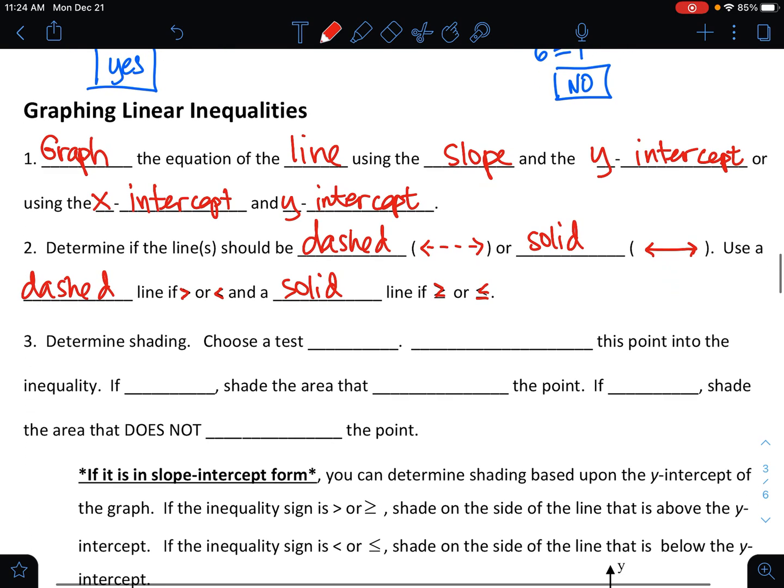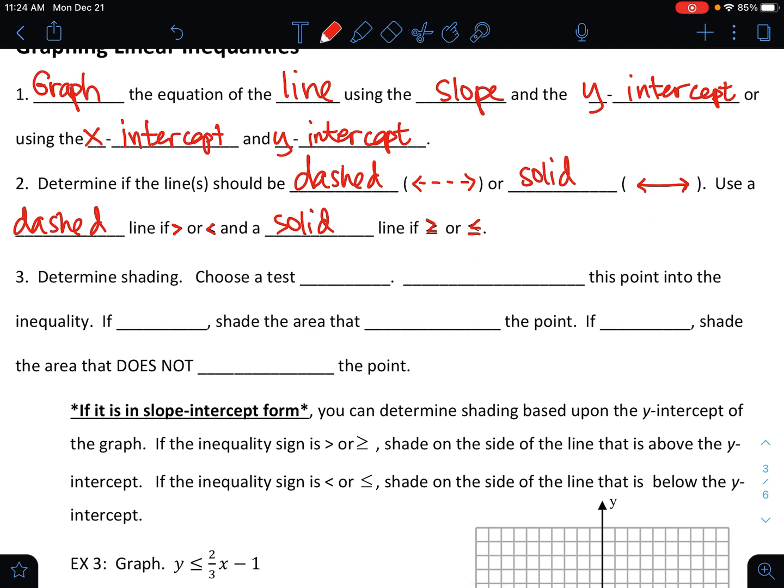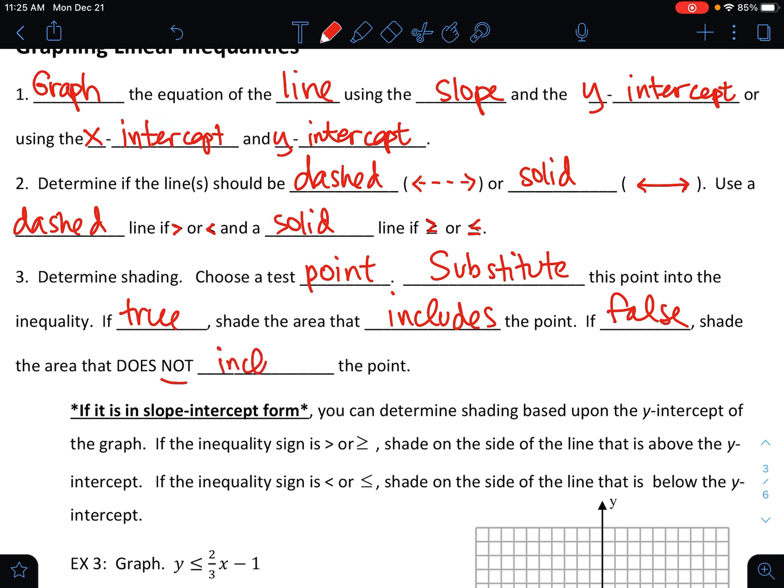We're also going to shade on these inequalities. So we are going to choose a test point. We're going to pick an ordered pair and substitute this point into the inequality, similar to what we did above. If true, shade the area that includes the point. If false, shade the area that does not include the point.